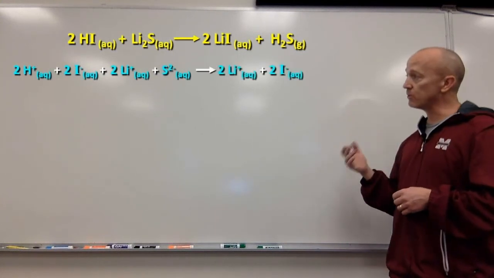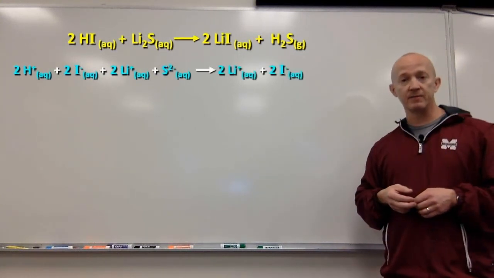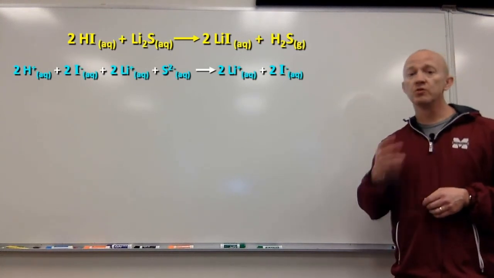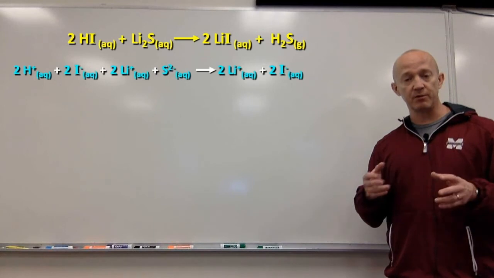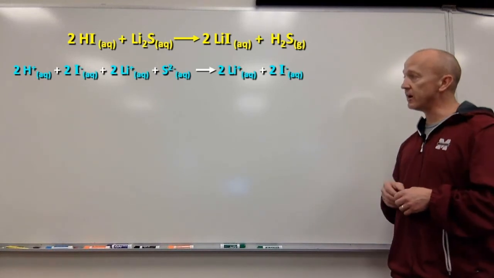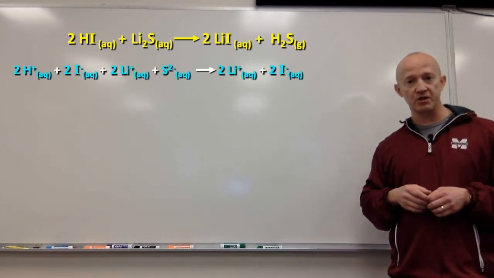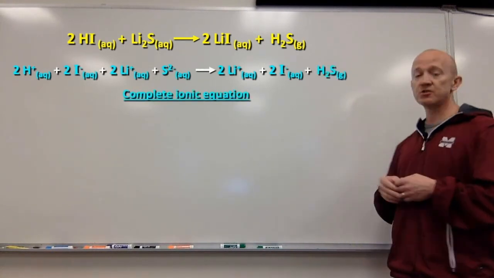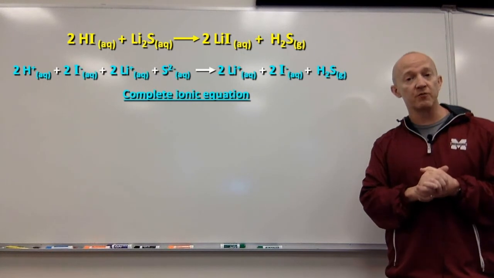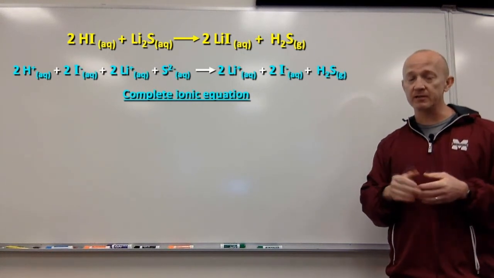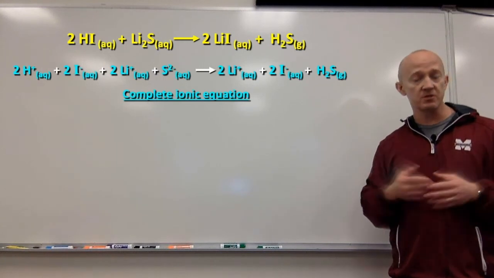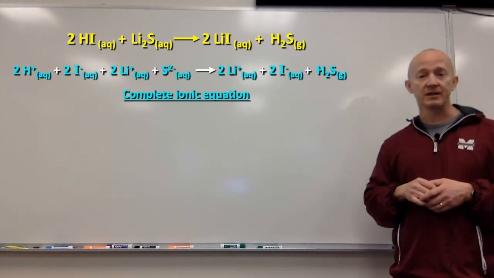On our product side, we'll dissociate the lithium iodide. There are 2 formula units of lithium iodide, so that means that we have 2 ions of lithium with a +1 charge each and 2 ions of iodide with a -1 charge each, all of which are aqueous. And finally, we have the hydrogen sulfide. We leave the hydrogen sulfide together because it's our product. It's a gas. Remember, it's only the aqueous compounds that we're dissociating. So this is our complete ionic equation.